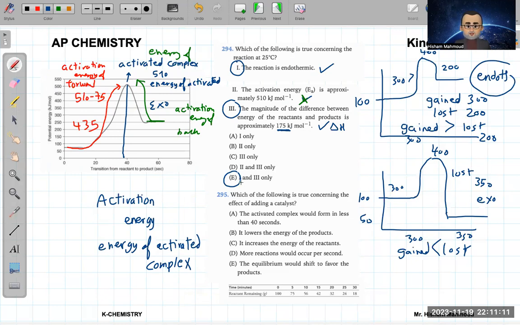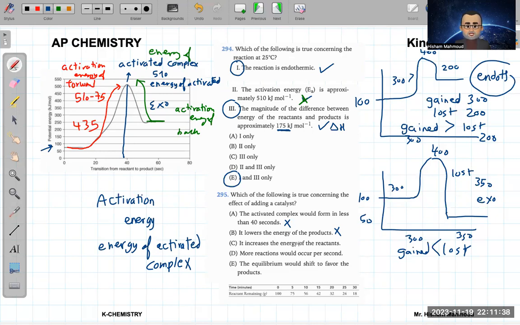Is this related to the previous question? No, this is wrong. We don't have any information saying that it should form in less than 40 seconds. What is this, a medicine or what? Should work in 40 seconds? It lowers the energy of the products? No, has no relationship. It doesn't lower this point. It brings the activated complex down.